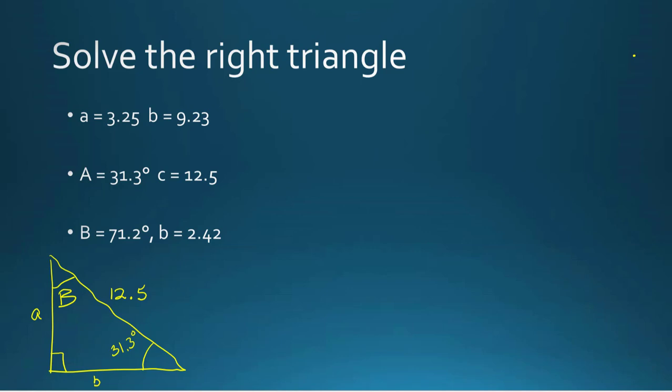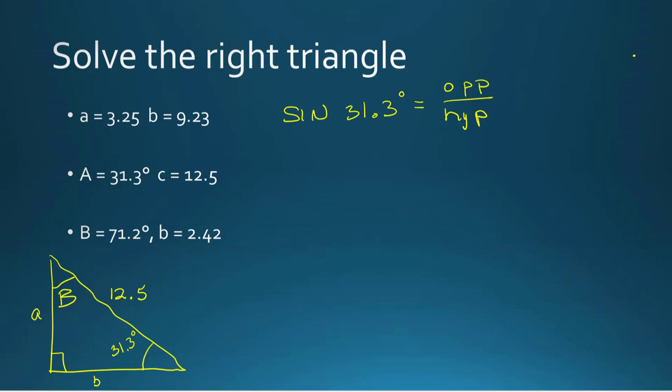Okay, so we have to start off with trig right away, and we need to use probably an angle that we already know. So that would be the angle A. All right, so I know that the sine of this 31.3 degrees is going to be equal to the opposite over the hypotenuse. Now this is good because the hypotenuse is already given.